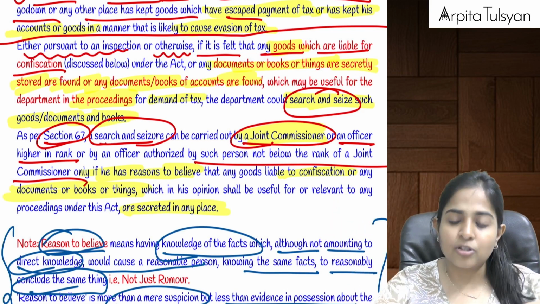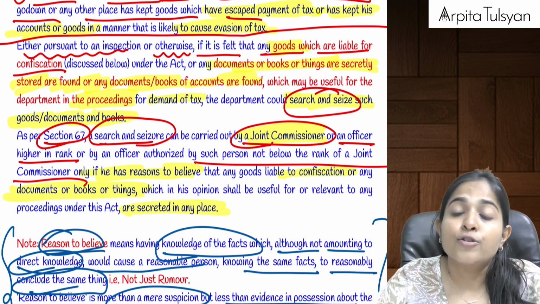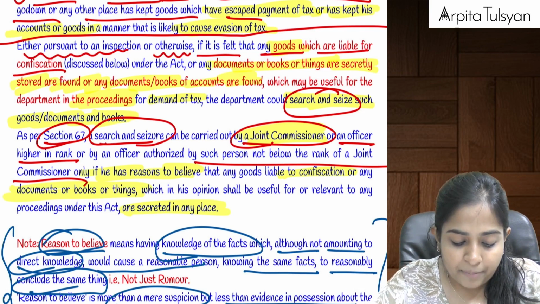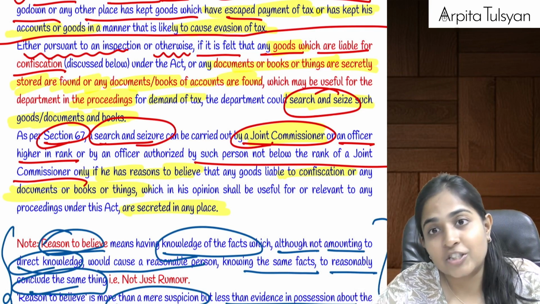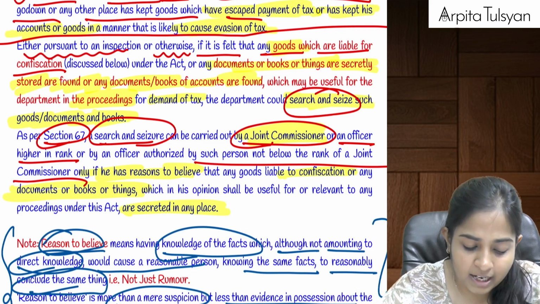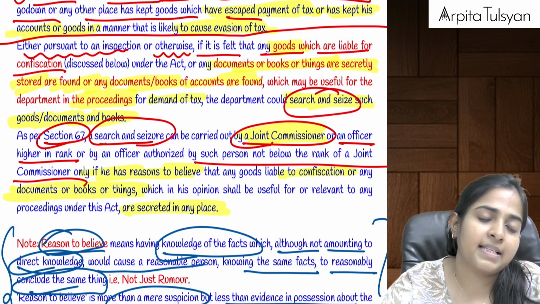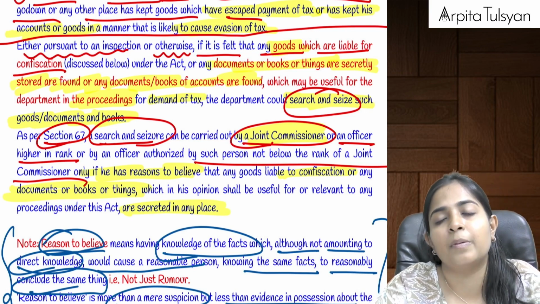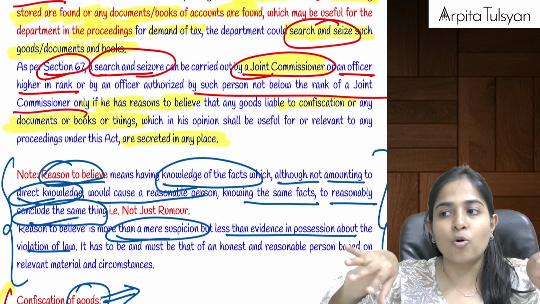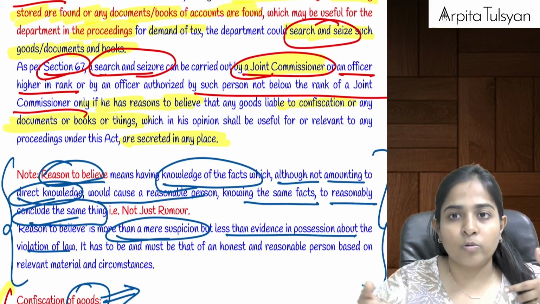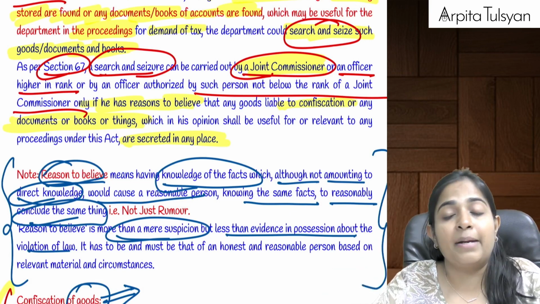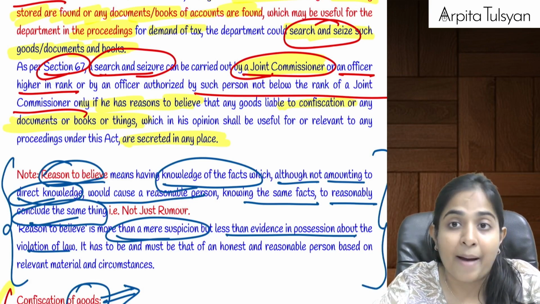then the proper officer will go and tell this to the joint commissioner, sir, so and so thing is there. So the joint commissioner or above, if satisfied, can carry on the search and seizure. It means the JC or the above officer can give an authorization to some officers for conducting the search and seizure in any particular premises. Now, search means going and searching that particular premises to find out goods, documents, things, etc., and seizing means taking into custody till the time the tax is repaid back to the government.